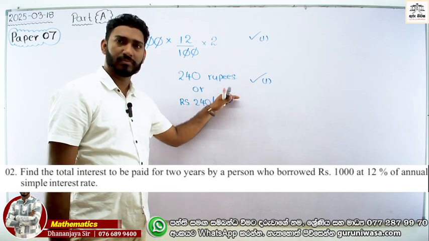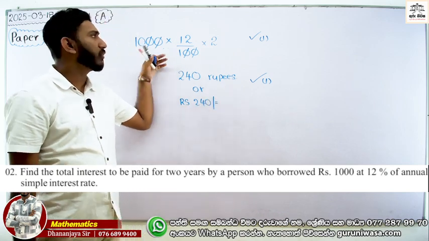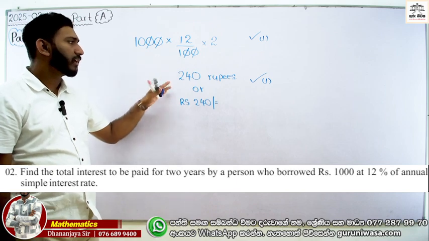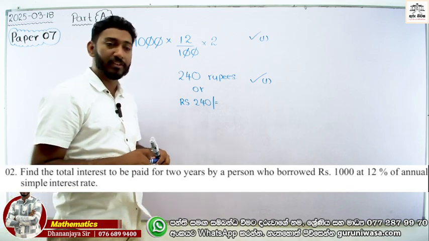Only 1. That's only 1, right? There are no marks for the method, right? Simplification part and the answer, right? You need to write the answer like that.